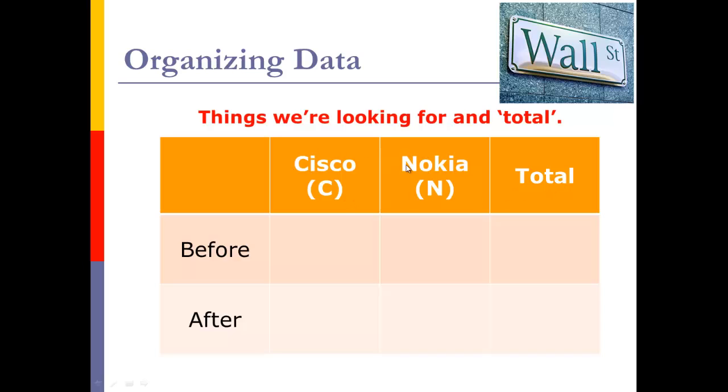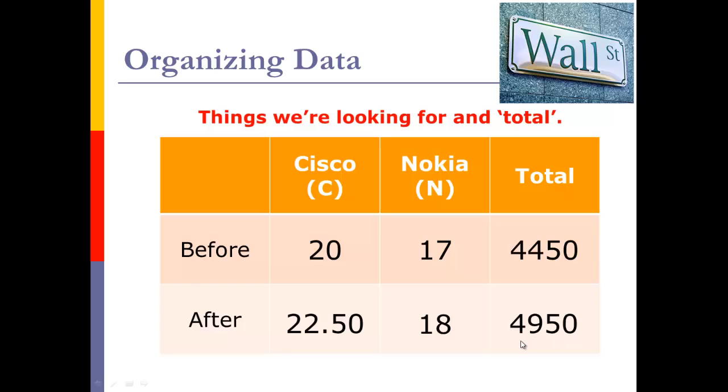Once I've got my chart situated, now we just type the numbers in. For Cisco, remember we started with 20 and ended up with 22.50. For Nokia, we started with 17 and ended up with 18. And for our total, we had a total dollar amount of 44.50, and then we ended up with a dollar amount of 49.50. So that's what we're looking at.